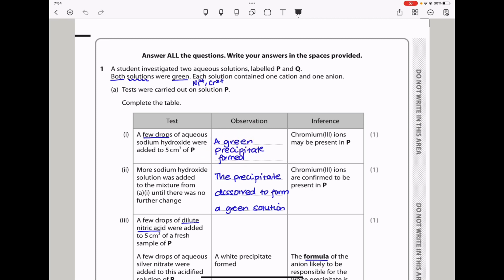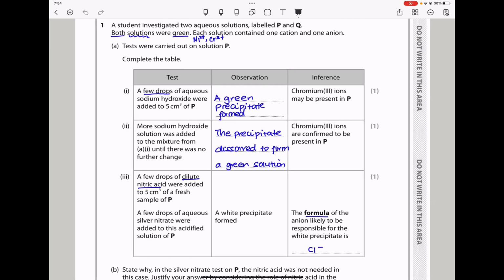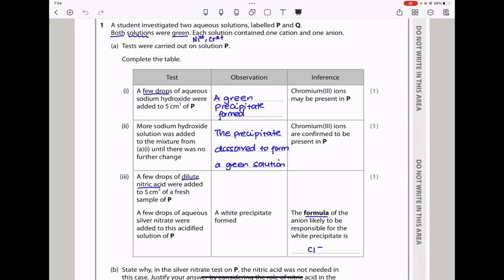And they say more sodium hydroxide solution was added to the mixture from A1 until there was no further change. If you add more sodium hydroxide, then there is going to be further deprotonation, and the green precipitate will dissolve to form a green solution. This is confirmation that chromium 3 ions were present.